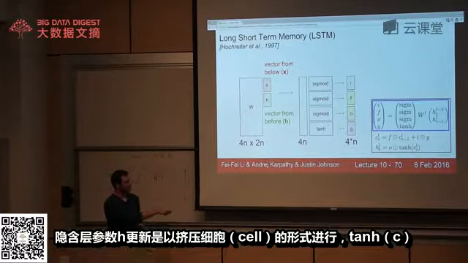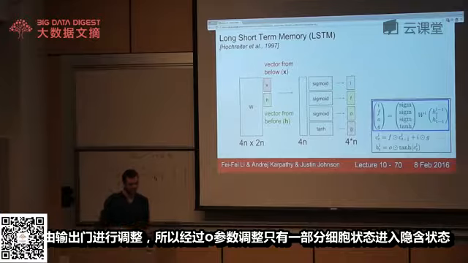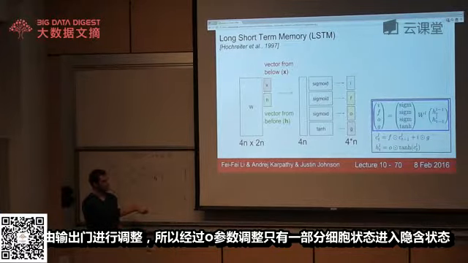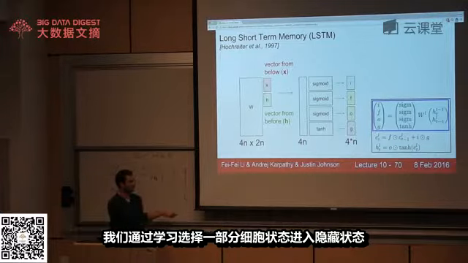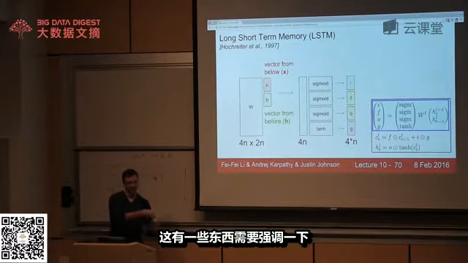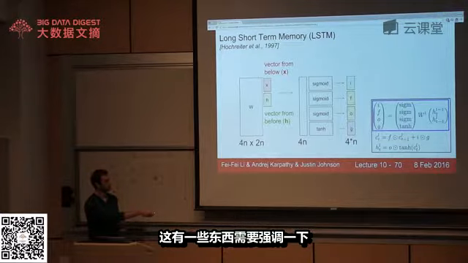And then the hidden update ends up being a squashed cell, so tanh of c, squashed cell that is modulated by this output gate. So only some of the cell state ends up leaking into the hidden state as modulated by this vector O. So we only choose to reveal some of the cells into the hidden state in a learnable way there.